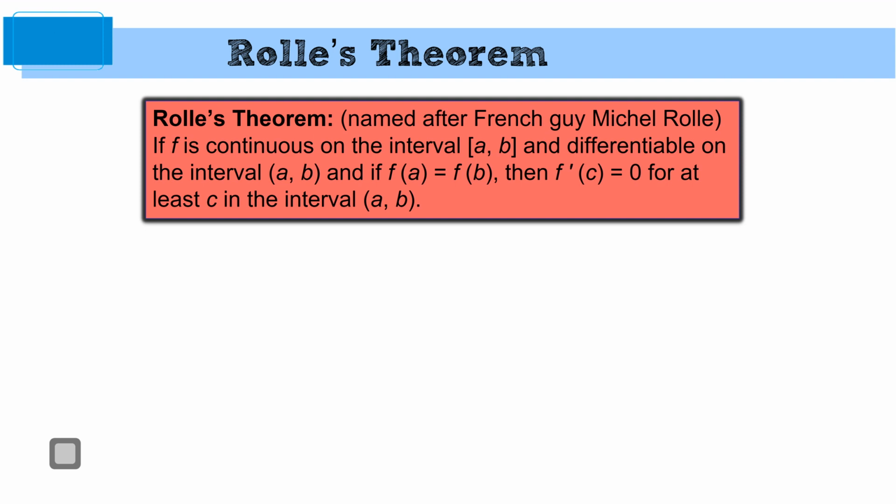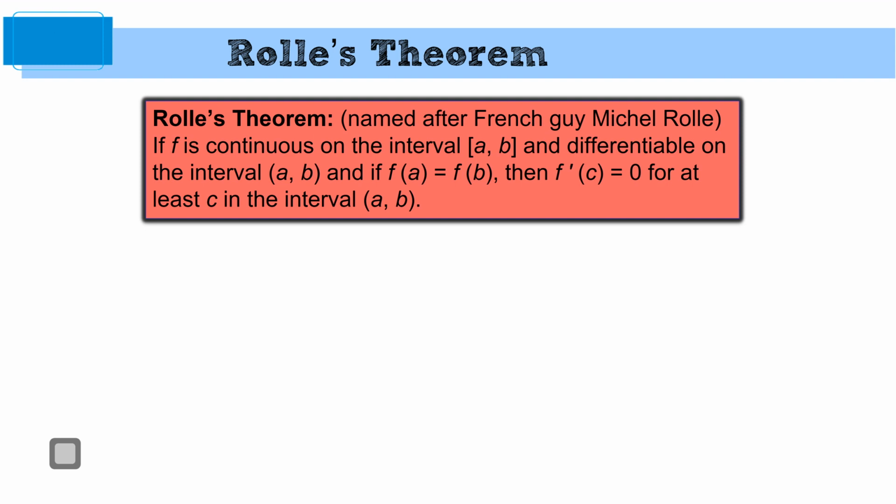So is Michel Rolle being redundant? Is he repeating himself? Is he saying the same thing over and over again? No. You sure? Yes. If it's continuous, does it have to be differentiable? No. But if it's differentiable, does it have to be continuous? Yes. So isn't he kind of beating a dead horse by saying it's both continuous and differentiable? He could have just said it's differentiable. But he got all fancy.